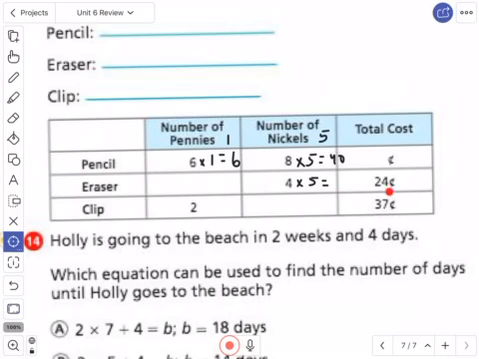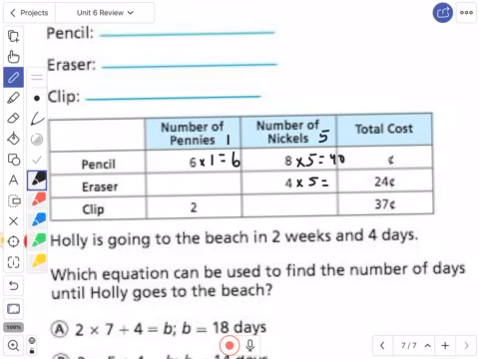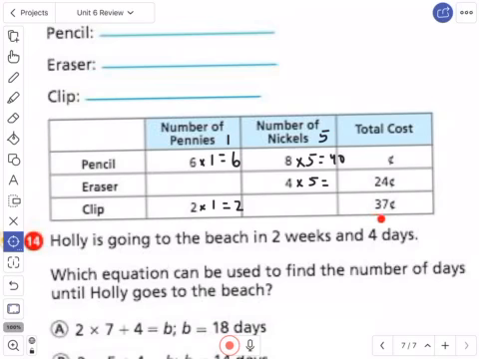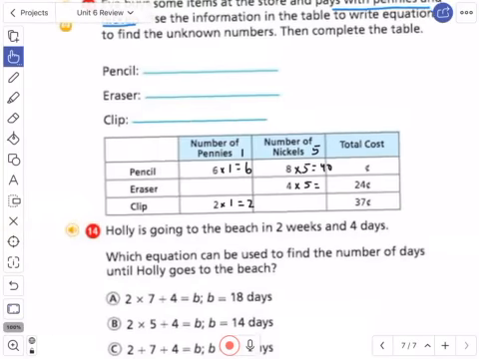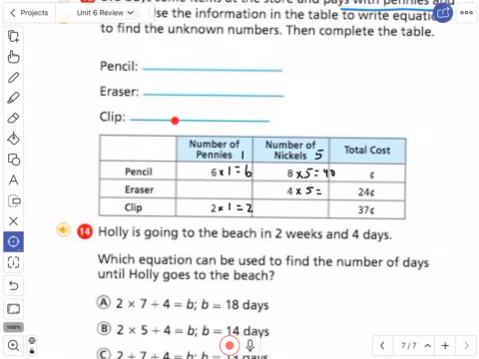The total cost is 24 cents. So then I have to go back. So if I know how many nickels I have, my total cost is 24 cents. I'm going to use those two numbers to figure out how many pennies there are. Now for the clip, well, it's just 2 pennies. So that equals 2. The total cost is 37 cents. I don't know how many nickels I need though. So I'm going to take those two numbers to try to figure out that one right there too. And then just remember, make sure to add in the total.